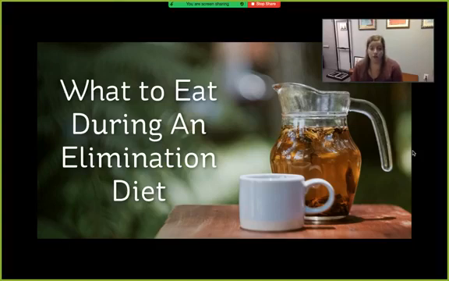So you can have gluten-free grains. That includes rice, quinoa, amaranth, tapioca, buckwheat, and teff. Dairy substitutes like almond milk, coconut milk, hemp milk, and rice milk. Fresh vegetables, except corn, no corn. Whole fruits, make sure they're fresh, frozen, or water packed.